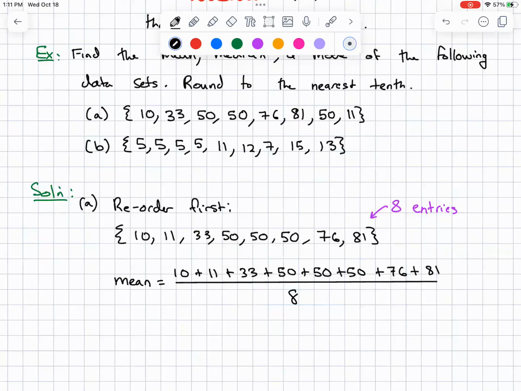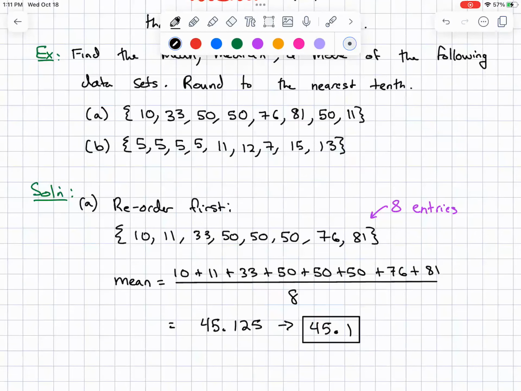And if you do that, you'll get 45.125, but I said to round to the nearest 10th, so 45.1. That's the mean. Any questions?